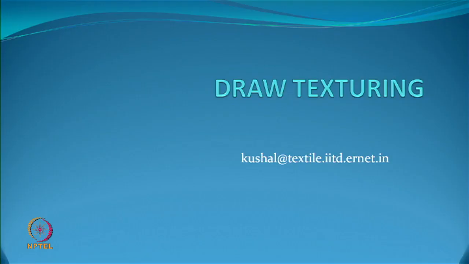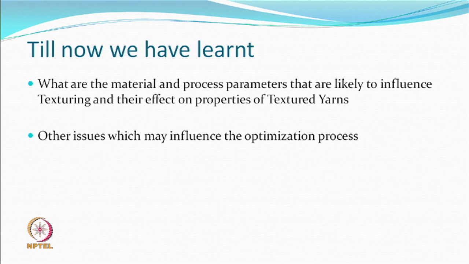So, as we mentioned last time, till last time we were working on a fully drawn yarn, and we had looked at the machine parameters and process parameters that were governing them. So, the material and process parameters that were likely to influence texturing and their effect on textured yarn we have done, but this was a fully drawn yarn.